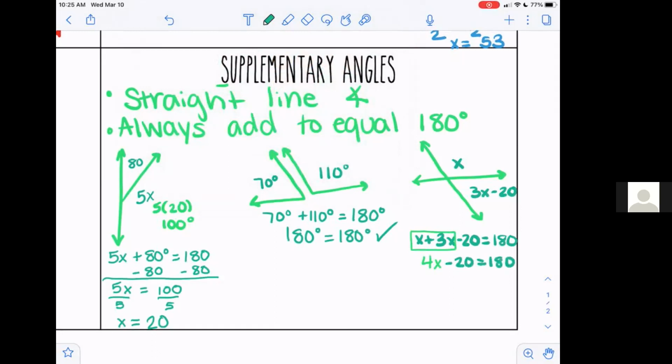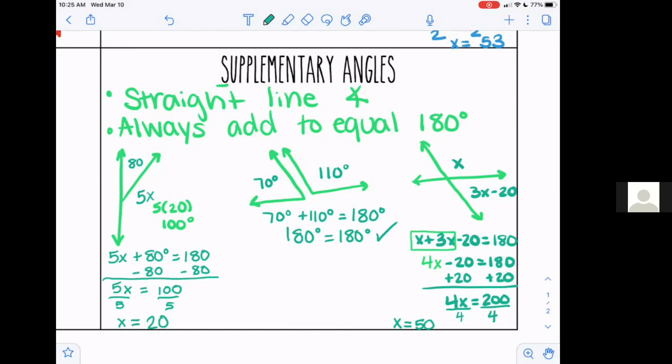equals 180. Now I'm going to go ahead and add 20 to both sides. That's going to get the 4x by itself. So now I'm left with 4x is equal to 200. And the last thing I'm going to do is divide by 4 in the hopes of getting x by itself. So for that one, I get x is equal to 50.